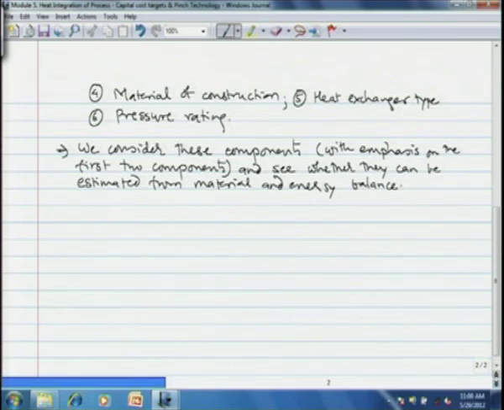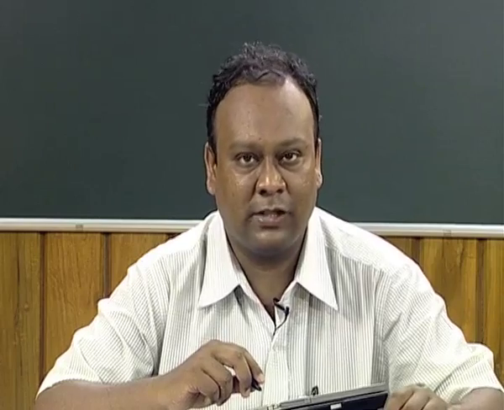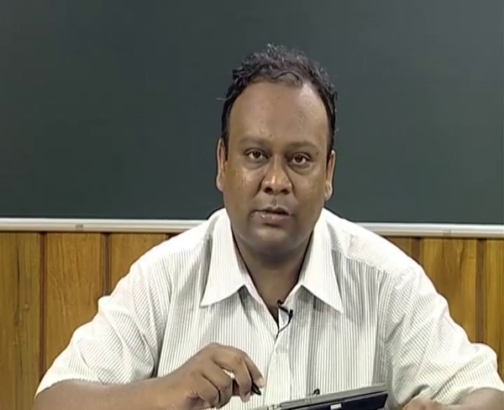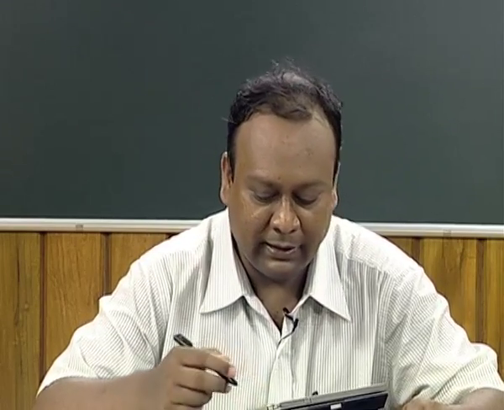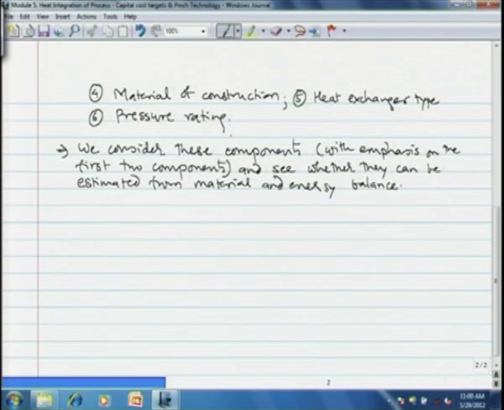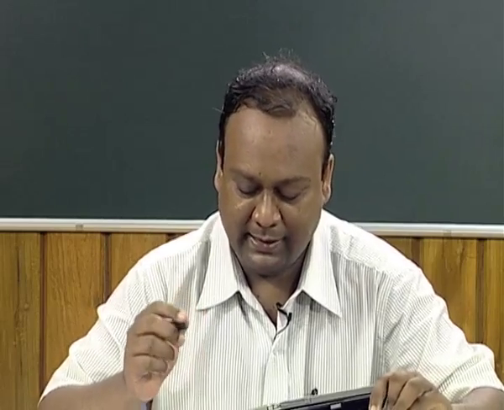Now, some of these aspects you are going to learn in other courses of NPTEL. For example, there is a special course of NPTEL on design of heat transfer equipment. There is also a course on heat transfer. So, in these courses you will learn some of these aspects, like material of construction, heat exchanger type, pressure rating, etc. So, what we do is that we mainly make emphasis on the first two aspects, that is the number of units, the number of exchangers that we are going to use for a particular heat transfer process, and the area of these heat exchangers.